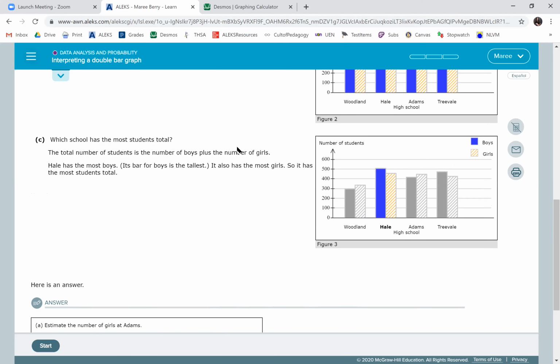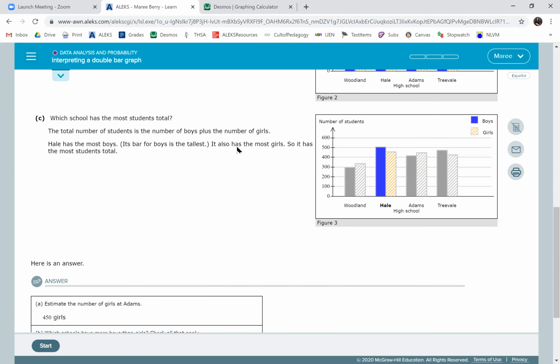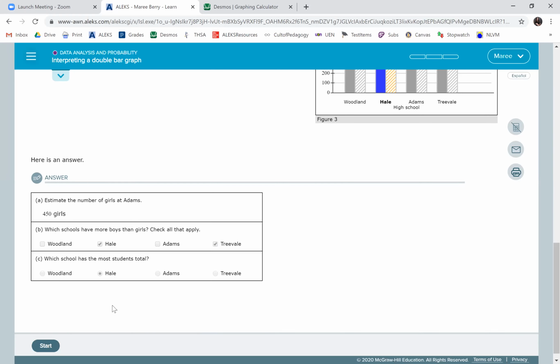And then the last question says which school has the most students total. So we would have to add up the boys and girls in both, or we can just look at the pictures and see that the highest one is the boys from Hale, and the girls is higher too. If we were to add those two together, this would be the most students. Now I don't want to have to go across and say, oh, we have 500 plus about 475 and add them together. We could do that, but it's pretty obvious. This doesn't have as many. This is going to be lower and this is lower. So you could just pick Hale for the last one.